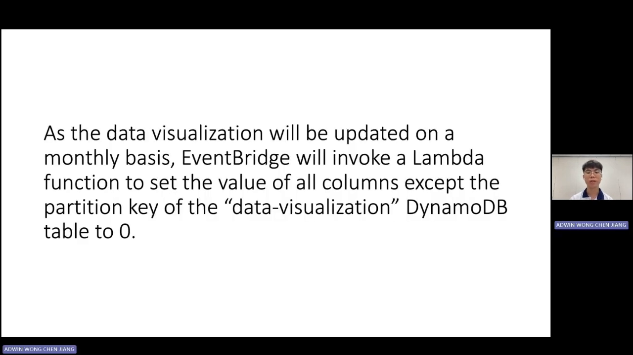As the data visualization will be updated on a monthly basis, EventBridge will invoke a Lambda function to set the data to 0, except for the transition key, which is the primary key.